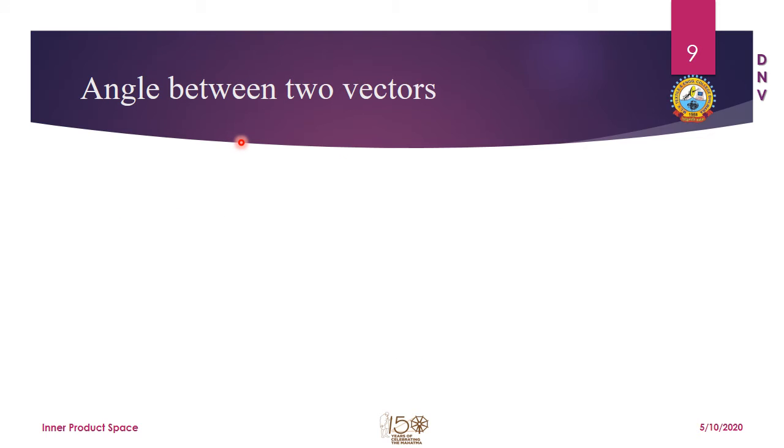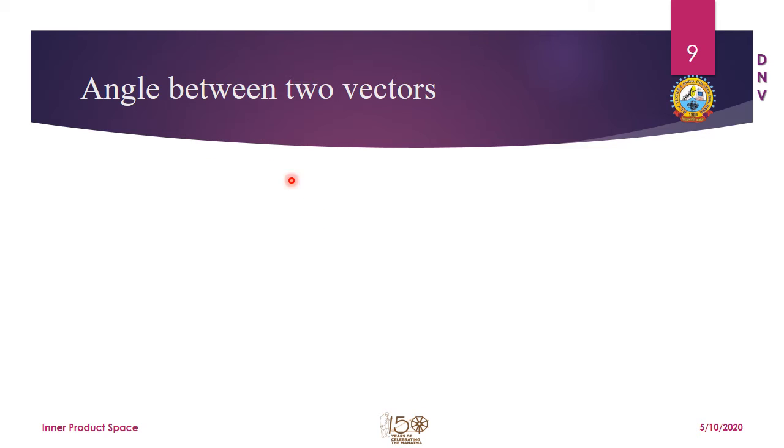Next we take up the angle between two vectors. The angle between two vectors in Euclidean space or any other vector space is of utmost importance in defining the projections of vectors as well as the Gram-Schmidt process of orthogonalization of vectors.